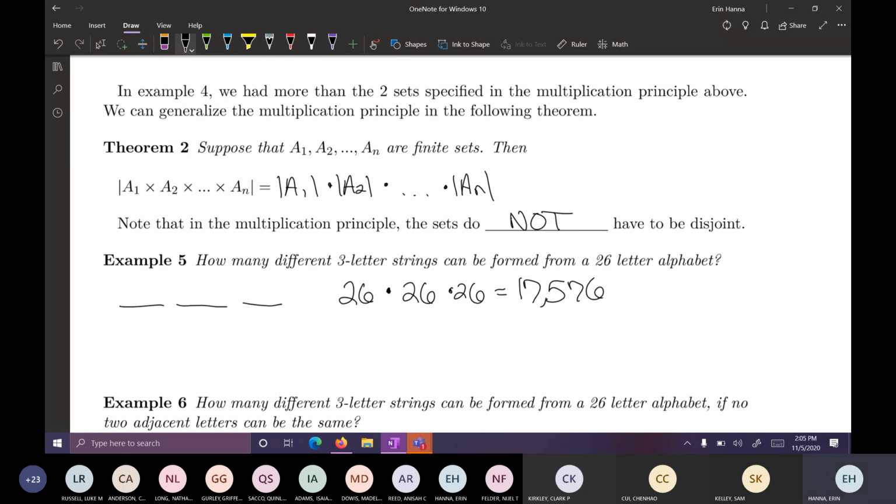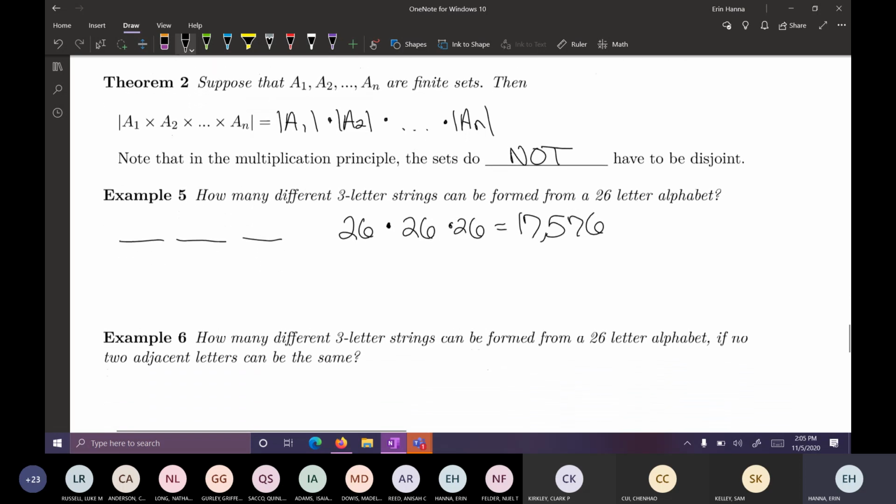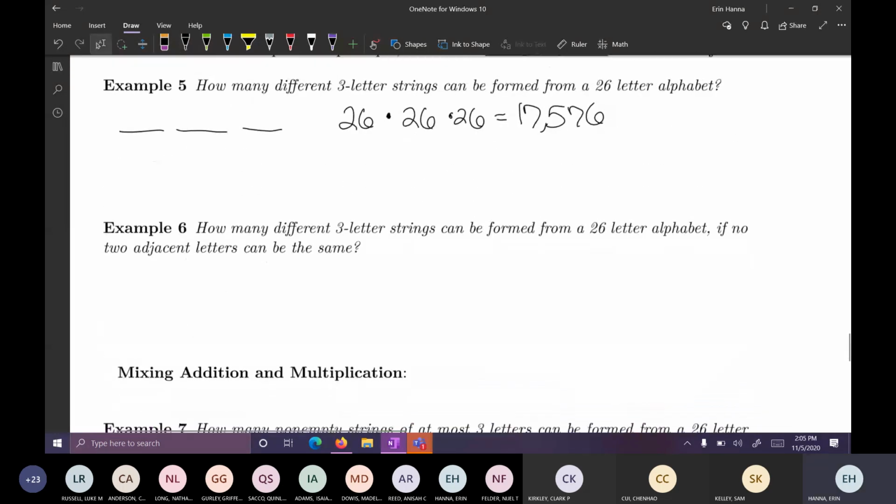What if we imposed a little bit of a restriction on that? Pausing in case there's a question. So say we wanted to know instead how many different 3-letter strings can be formed from a 26-letter alphabet if no 2 adjacent letters can be the same. So you could have something like ABA, that's fine, but AAB is not fine. So you don't want 2 adjacent letters to be the same.